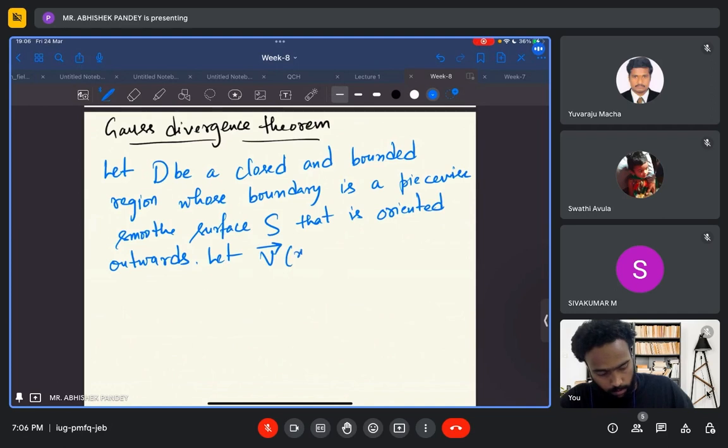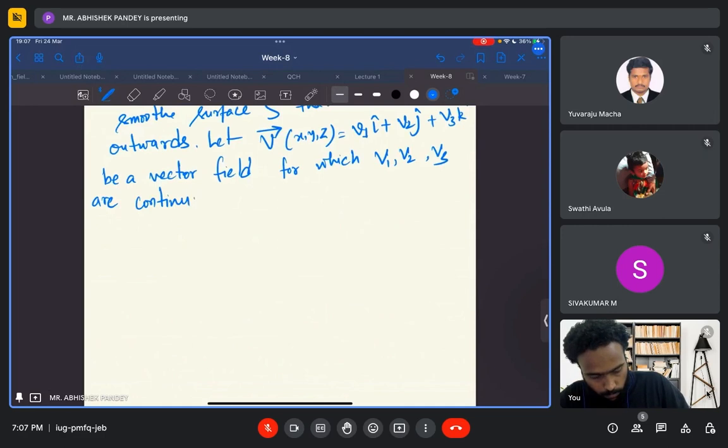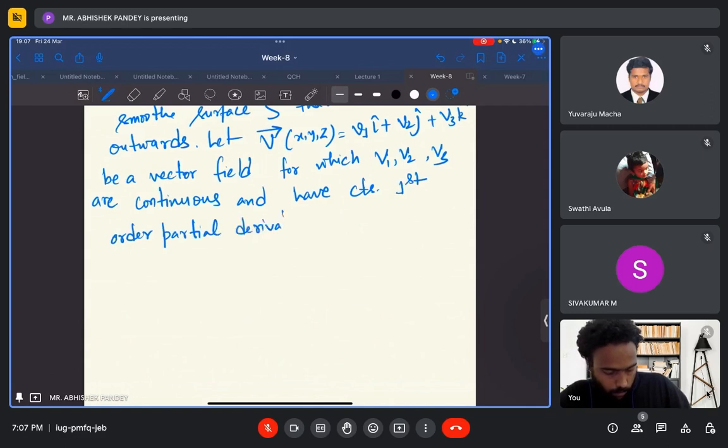Let V of x, y, z, which is v1 i cap plus v2 j cap plus v3 k cap, be a vector field for which v1, v2, v3 are continuous and have continuous first order partial derivatives in some domain containing D.